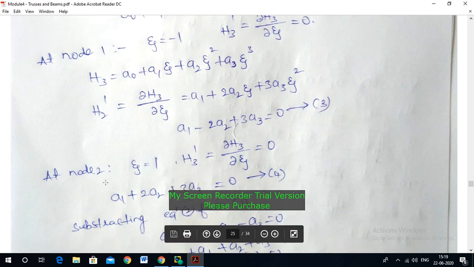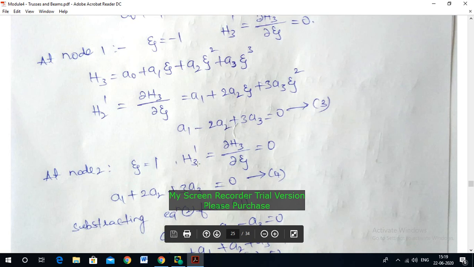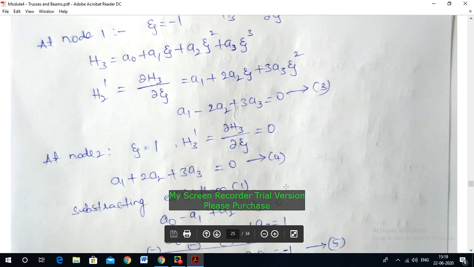And next, at node 2, if zeta is equal to 1, H3 dash, that is the derivative of H3 divided by del zeta, is equal to 0. Substituting this value in this equation, that is A1 plus 2A2 zeta (zeta is 1) plus 3A3 zeta square (1 square), we will get 3A3 equal to 0. I call it equation number 4.